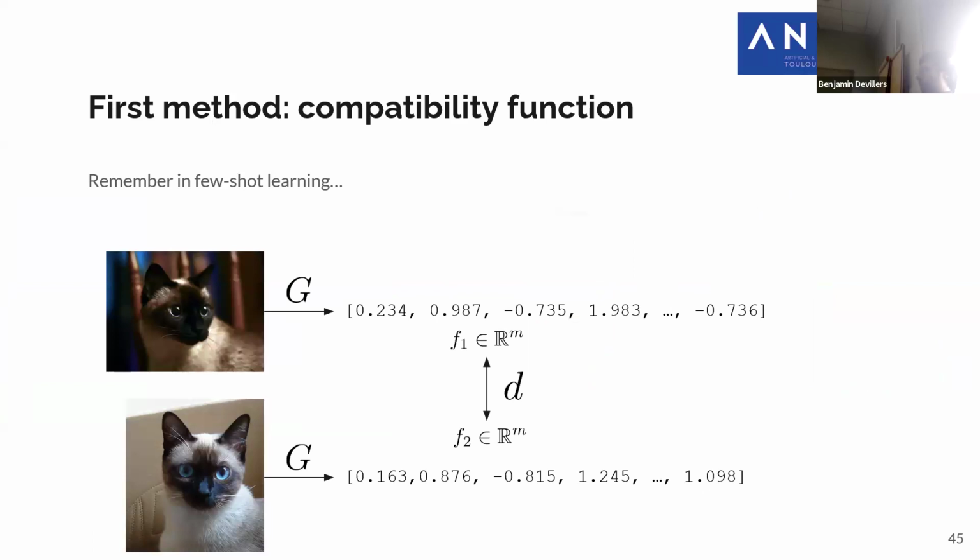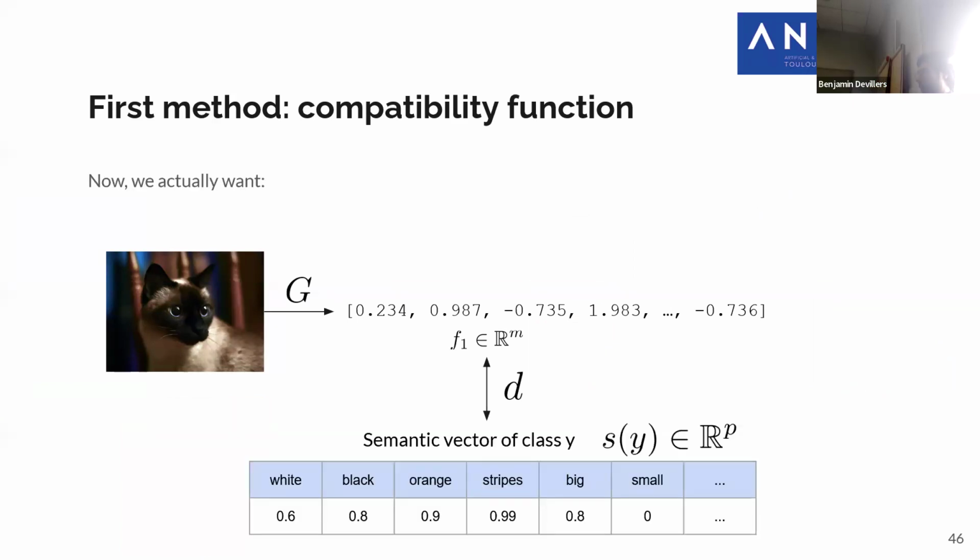So yeah, this guy. Remember in few-shot learning, how you were doing classification or comparison between classes with this distance? Well, exactly the same. Now we can predict our semantic vectors. Now that we predict our semantic vectors with our model, we can just do a distance to that class representative or semantic vector of the class, and do that for each class.